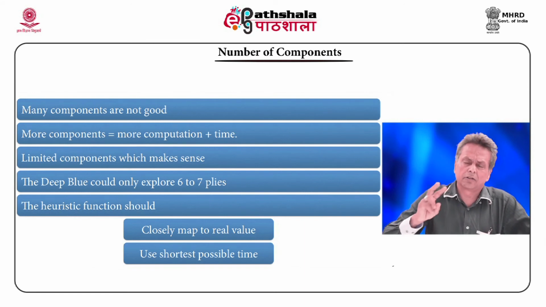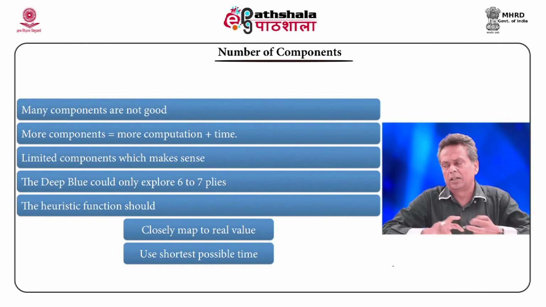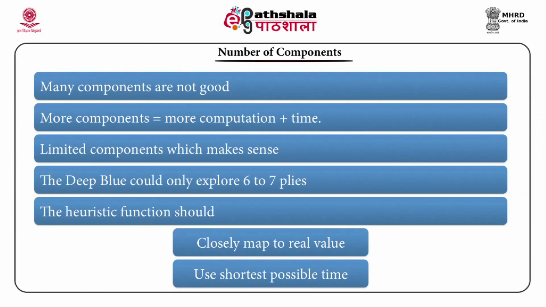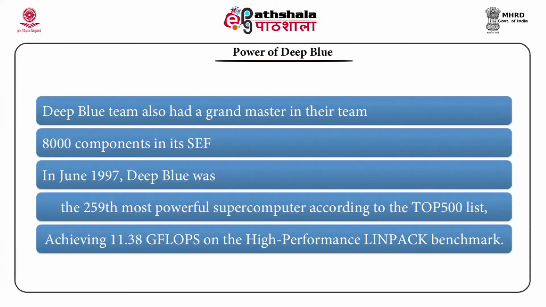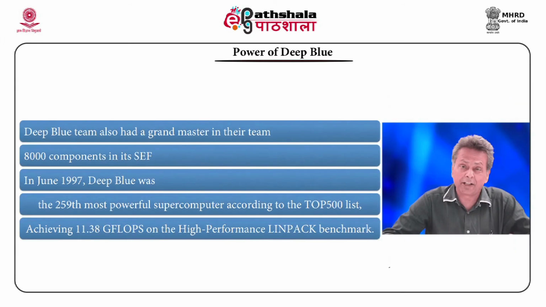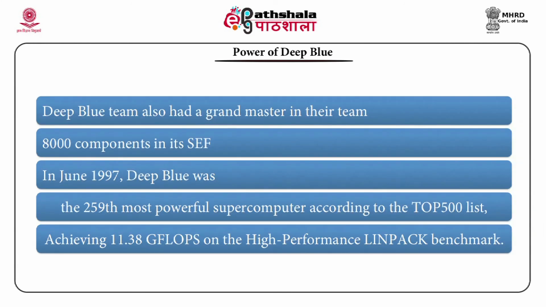So a heuristic function should have two important characteristics: it should closely match the real value, and it should be as fast as it can be. Some information about Deep Blue is provided. As I said, 8000 components were there in that thing, and it was very, very powerful. It was the 259th fastest computer, and it had 11.38 Gbps speed, which was considered phenomenal in those days.